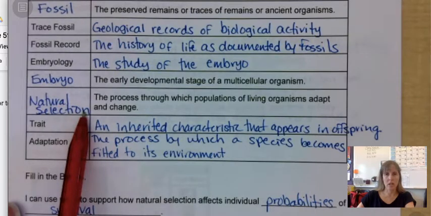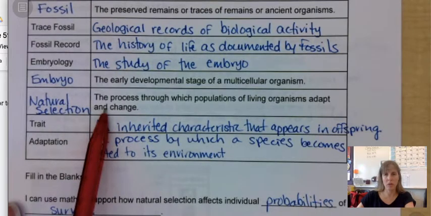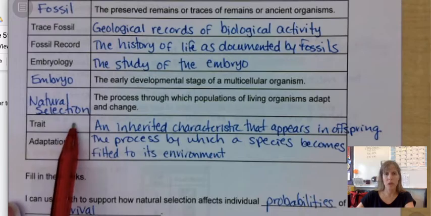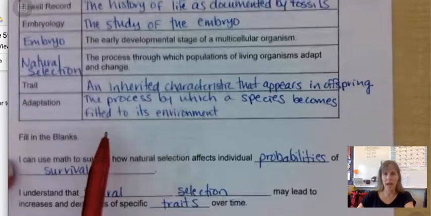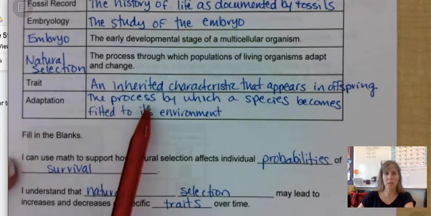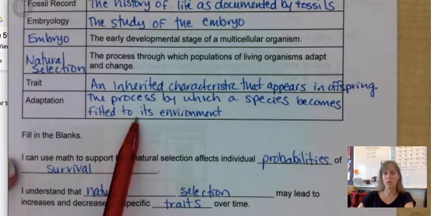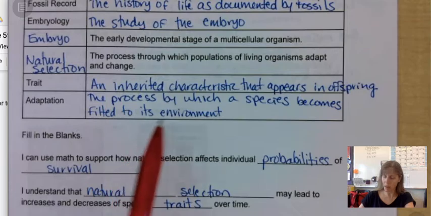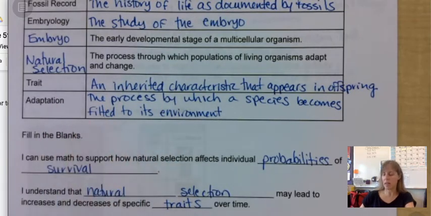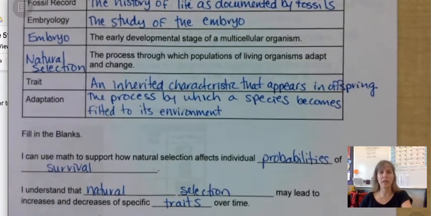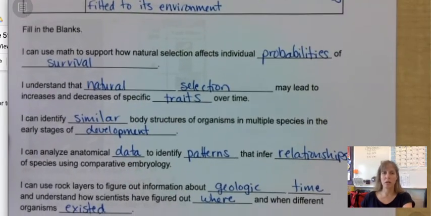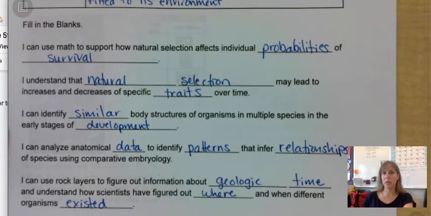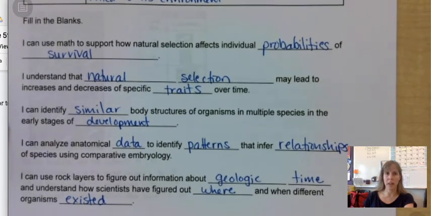Natural selection is the process through which populations of living organisms adapt and change. Trait is an inherited characteristic that appears in offspring, and adaptation is the process by which a species becomes fitted to its environment. And you were supposed to fill in the blanks. These all came from learning targets. If you were unable to fill in these blanks without a little extra help, I feel like you need to go back and study your notebook a little bit longer. That would definitely benefit you.